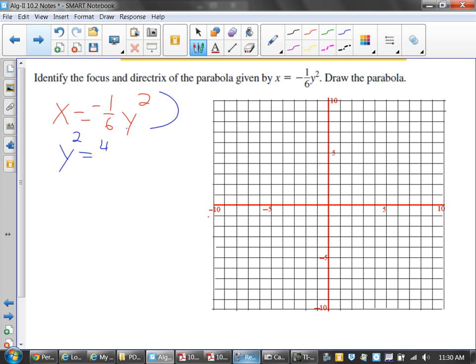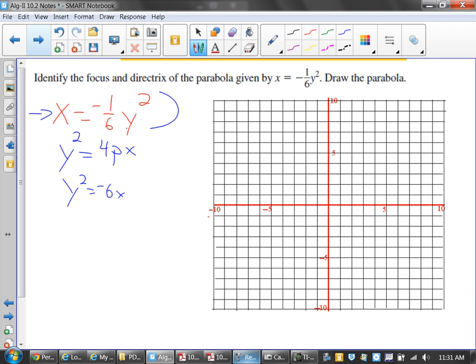Now, the next thing is I want to write out the generic form. y squared equals 4px. The generic form of this equation has y squared by itself. How do I get y squared by itself when it's negative 1/6 times y squared? Multiply by negative 6. Are we okay with that? So if I multiply both sides by negative 6, I get negative 6x is y squared. And I'm just going to flip it around and write y squared is negative 6x, since I'm used to writing it like this. Everybody okay with that?